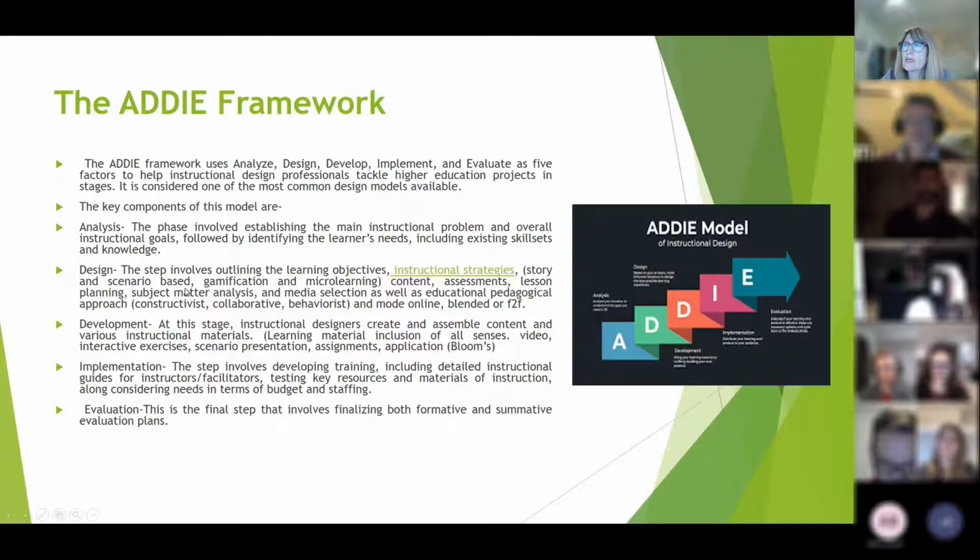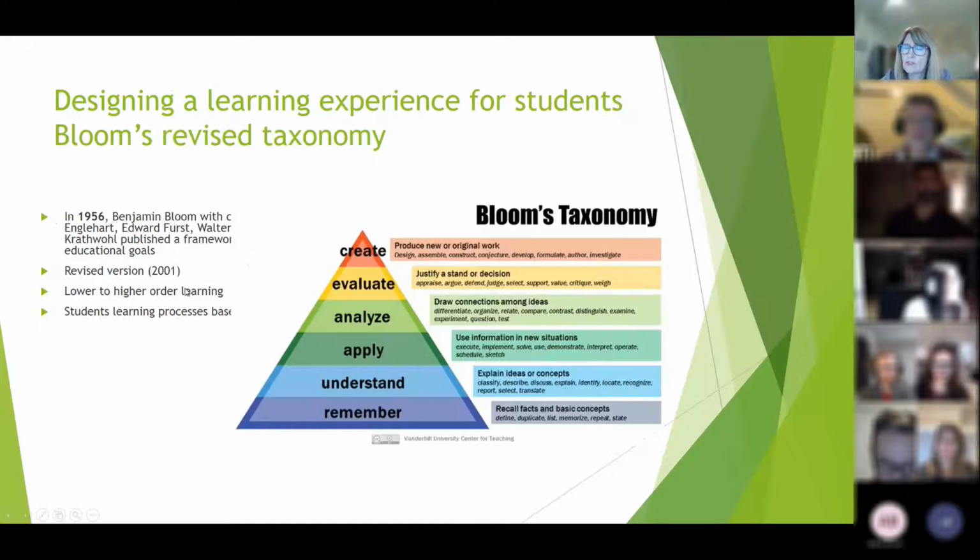So that's the ADDIE framework, which is the base of most of the instructional design work. There are so many more, and I'm sure you have learned many more, but I just wanted you to be on the same page, as I said.